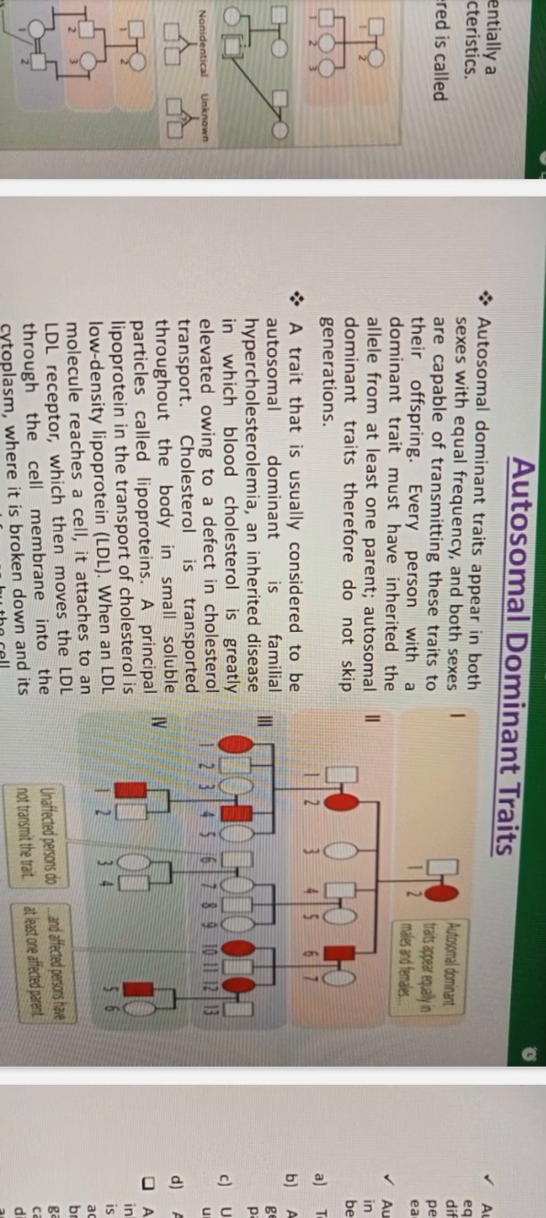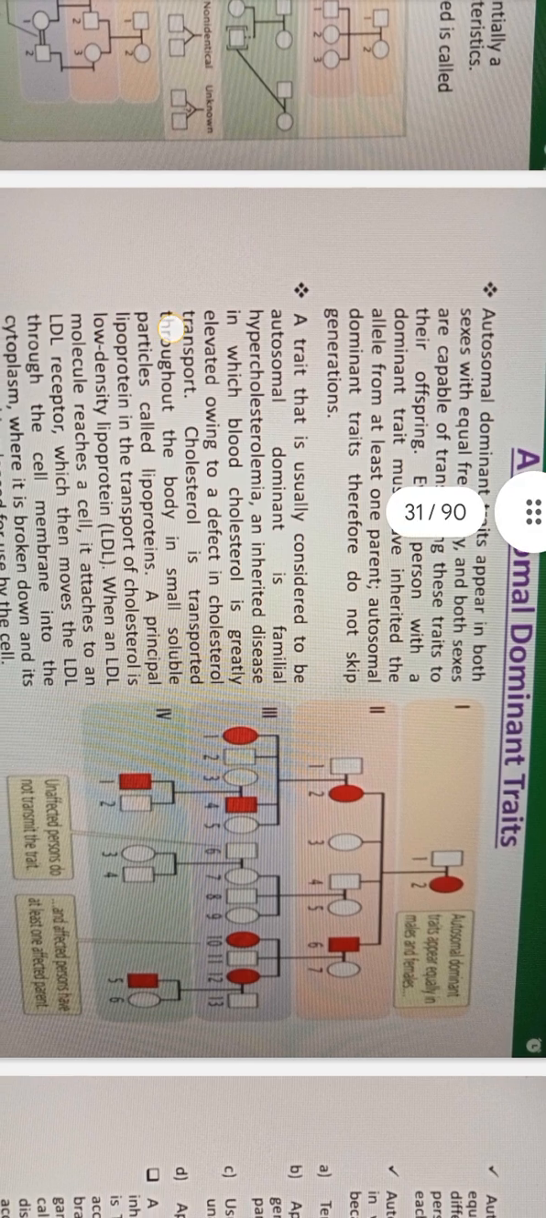Autosomal dominant traits appear in both sexes with equal frequency, and both sexes are capable of transmitting these traits to their offspring. Every person with a dominant trait must have inherited the allele from at least one parent. Autosomal dominant traits therefore do not skip generations. Every generation will have one of them.